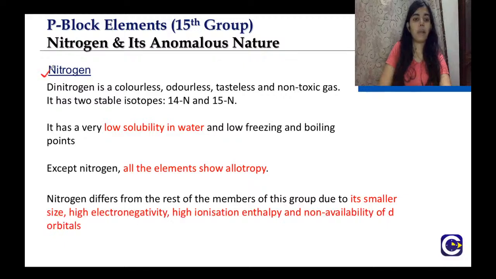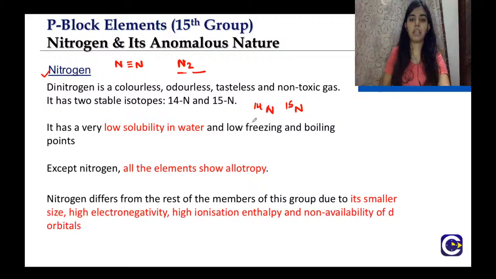Now we'll study about dinitrogen. Dinitrogen, that is N≡N, or we term it as N2, is present in our atmosphere with a percentage of 78%. It is a colorless, odorless, tasteless and non-toxic gas. It has 2 stable isotopes. Basically nitrogen has 2 isotopes, N-14 and N-15. What are isotopes? Basically those having the same atomic number but different mass number, right?